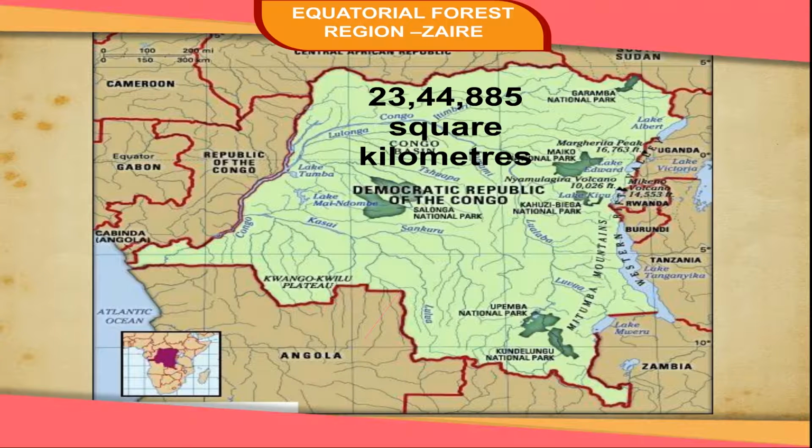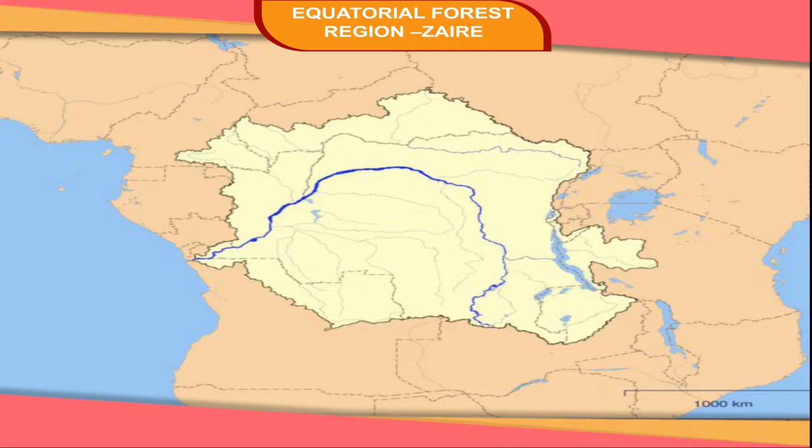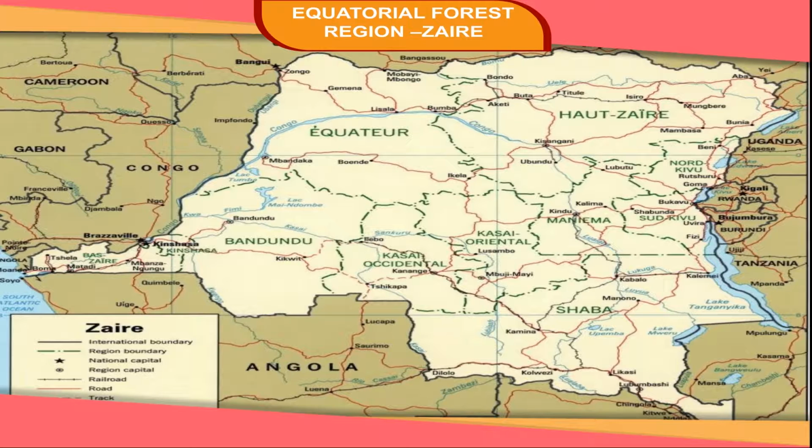Zaire has a total area of about 23,44,885 square kilometers. Its greatest width from west to east is about 1900 kilometers. Its greatest length from north to south is 2010 kilometers. Land features. Zaire is the second largest country in Africa after Algeria.